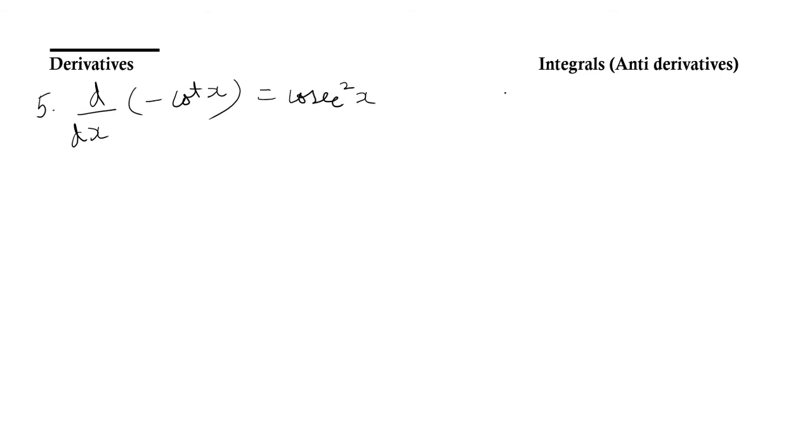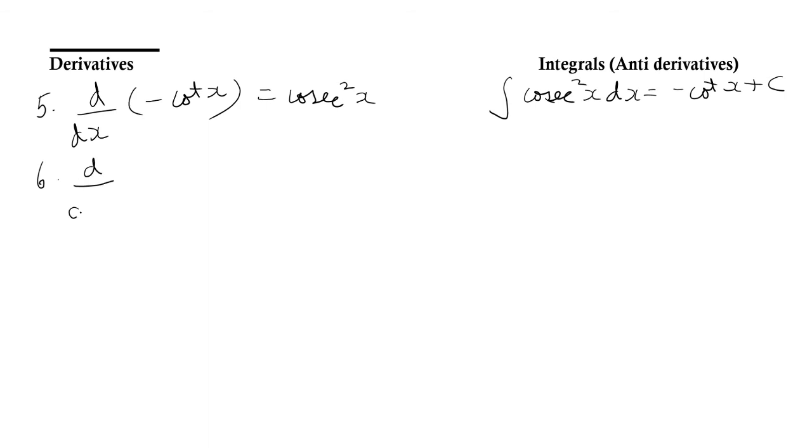The next one is d by dx of minus cot x, it is equal to cosecant square x. So integral cosecant square x dx is equal to minus cot x plus c.